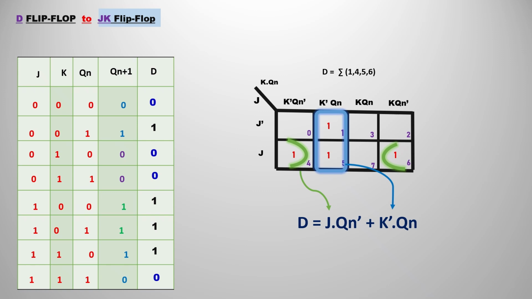If you observe, we have min terms in the positions 1, 4, 5, 6. We have two groups over there, that is 1 and 5 as the blue group and 4 and 6 as the green group, which is corner grouping. For the two groups we have two output expressions, that is D is equal to J dot Qn bar plus K bar dot Qn.